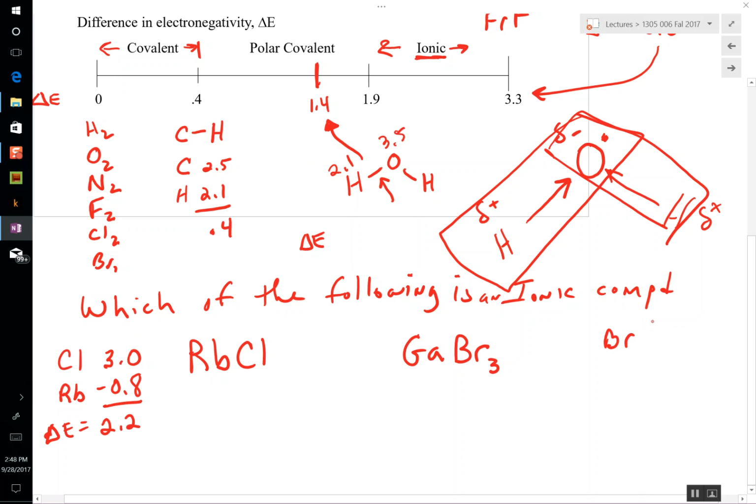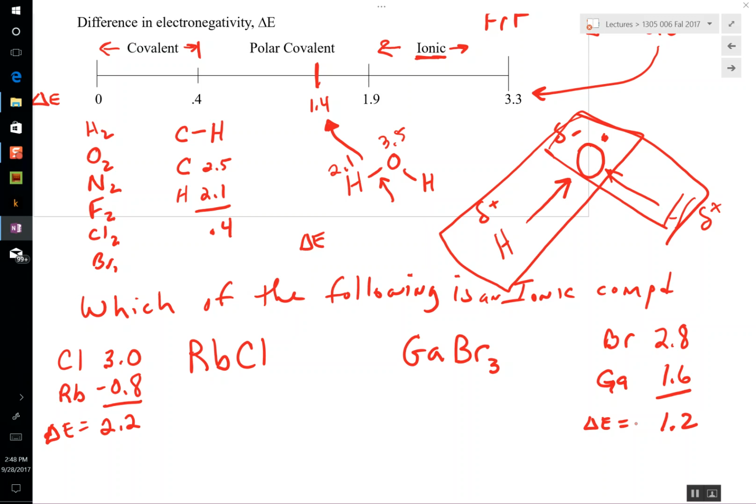Bromine is 2.8, and gallium is 1.6. All right? So which one of these is ionic?